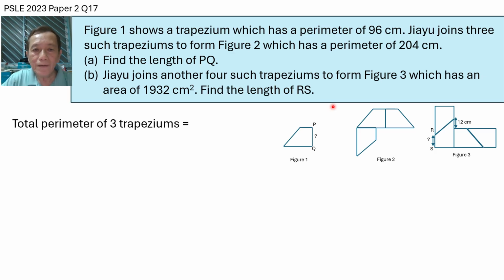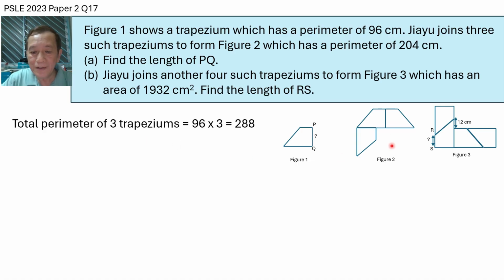Total perimeter of three trapeziums will be 96 times 3 equal 288. So, why is it that the perimeter of figure 2 is only 204, not 288? Because we have three trapeziums.